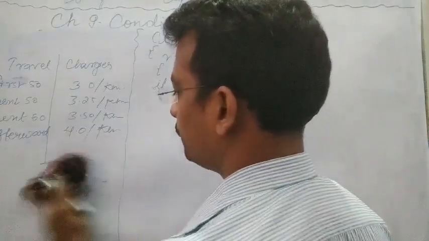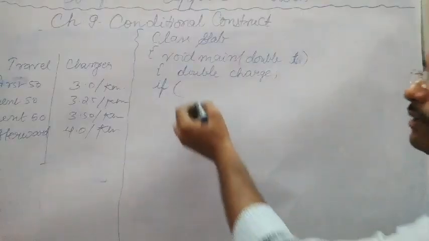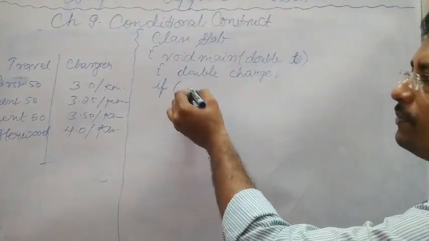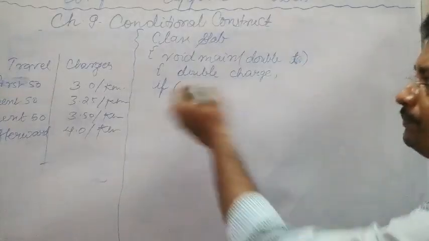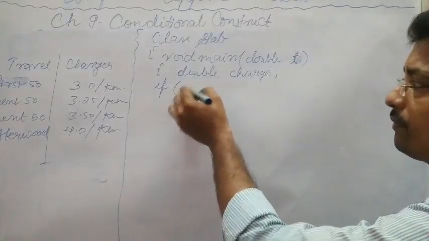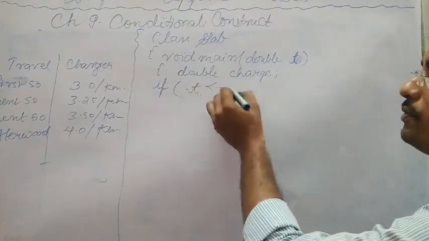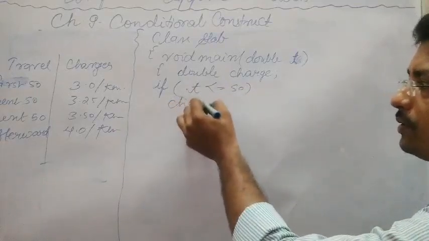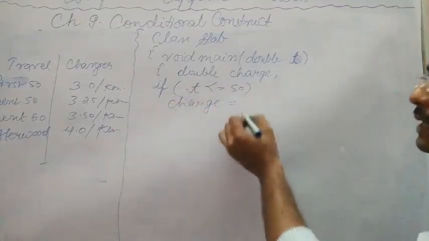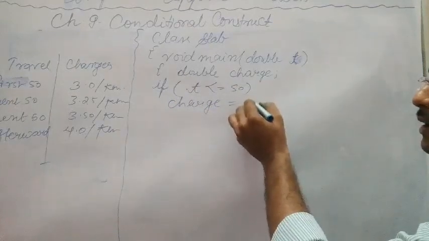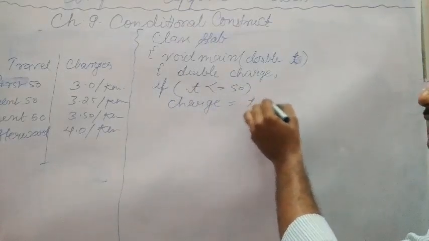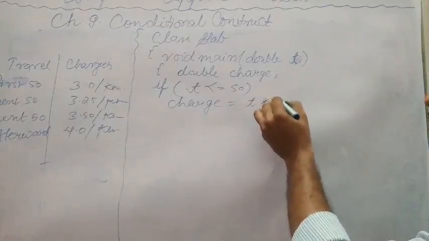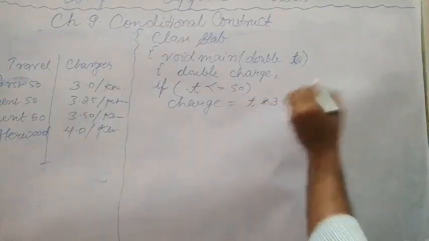So let's see in the program how we will do it. In the same way, we have taken a travel kilometer. After that, we will check: if T is up to 50, then charge will be travel multiplied by 3 rupees per kilometer. Simple.